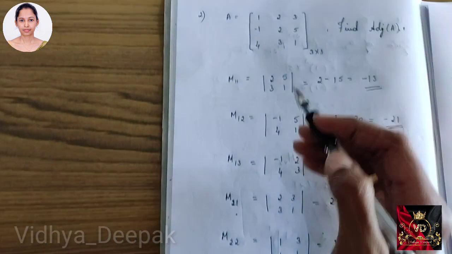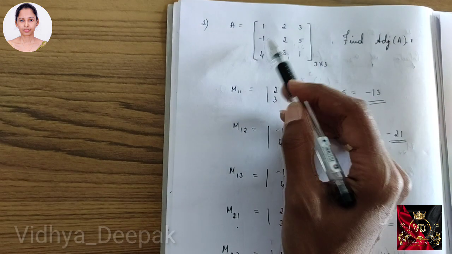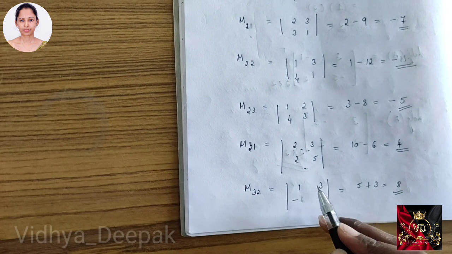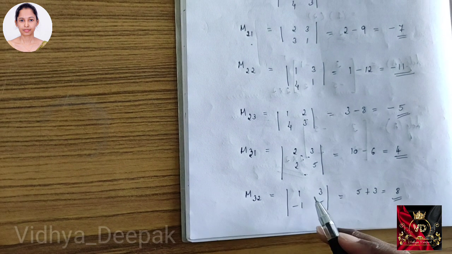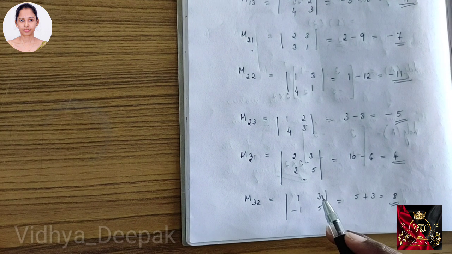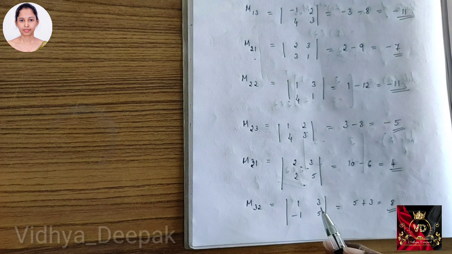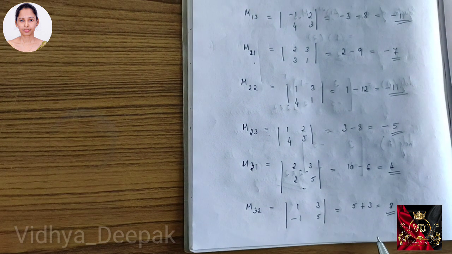M32. So M32 is this element. So this row and column get deleted. Minus 1, 3 and 5 and 1 are remaining. 5 1s are 5. Minus into minus plus, 1 3s are 3. So you know A into D minus C into B, right? So that minus is there. You should never forget that minus. So minus into minus plus, right? So 5 plus 3 is 8.